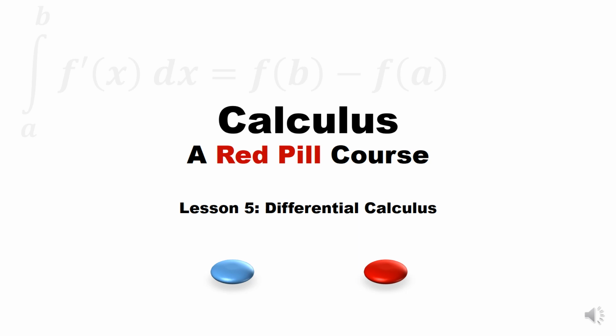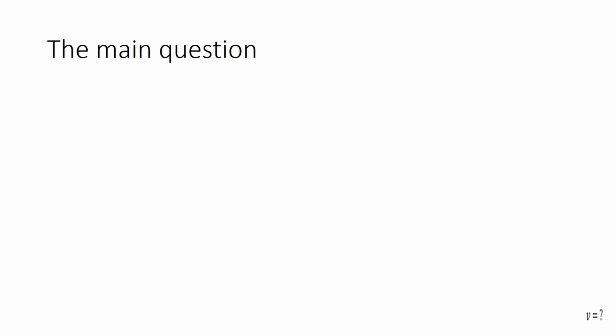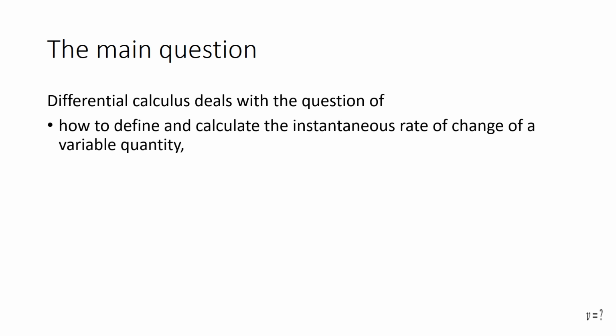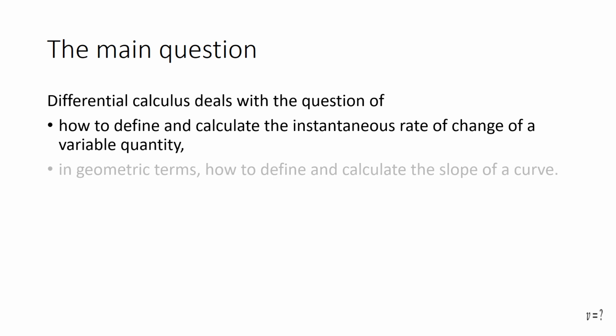Welcome to Lesson 5 of my Red Pill course on calculus, where we will focus on the differential calculus. As we said in Lesson 1, differential calculus deals with the question of how to define and calculate the instantaneous rate of change of a variable quantity. In geometric terms, how to define and calculate the slope of a curve.